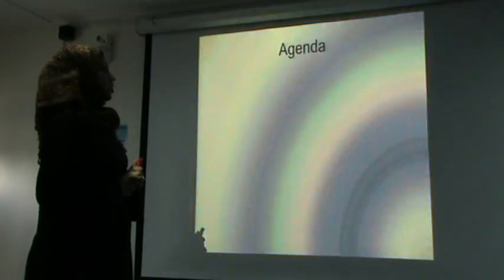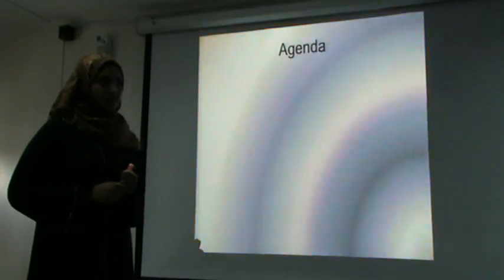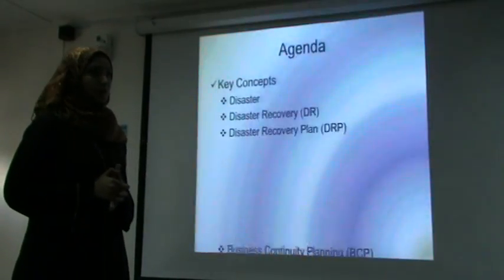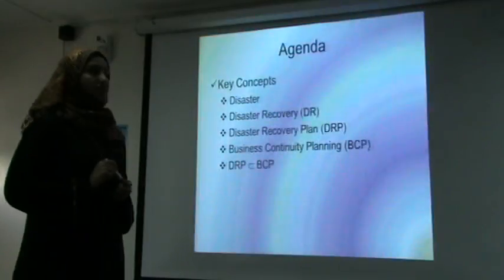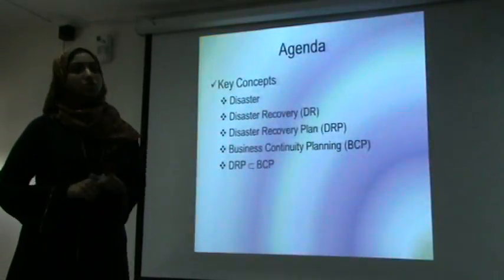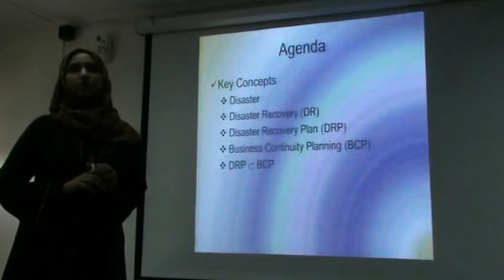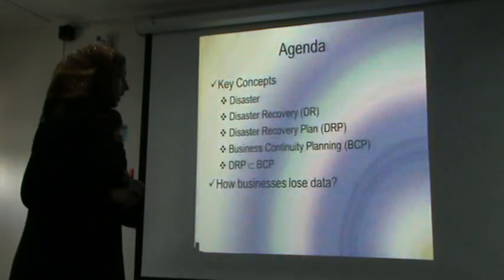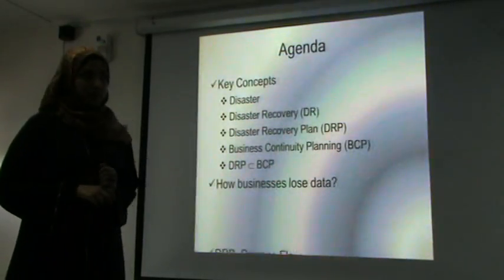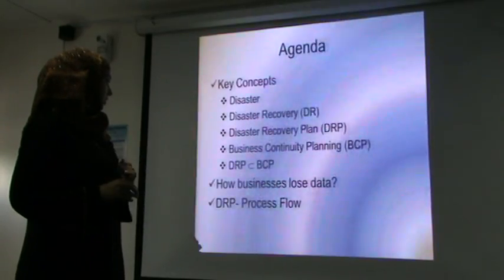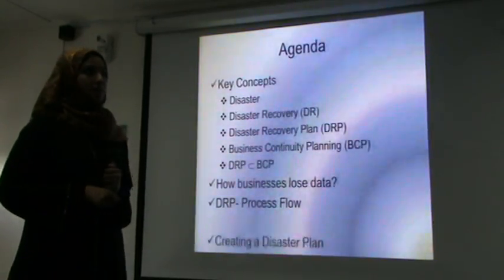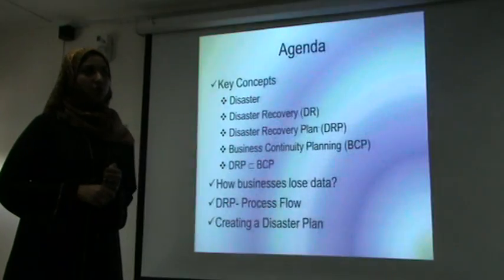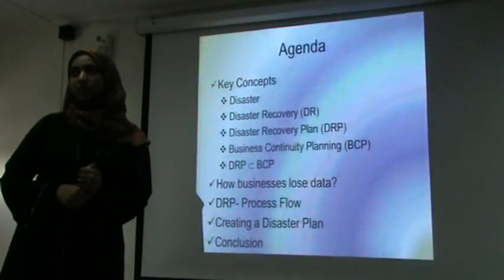Firstly, I'll explain the agenda, that is what exactly I'm going to present. I'll be highlighting the key concepts related to the topic, which are basically the disaster recovery plan, business continuity planning, and the relationship between a disaster recovery plan and a business continuity plan. Then I'm going to explain how businesses actually lose data. We're also going to see the DRP process flow diagram, and the steps in creating a disaster plan for a company, and then we are finally going to conclude our presentation.